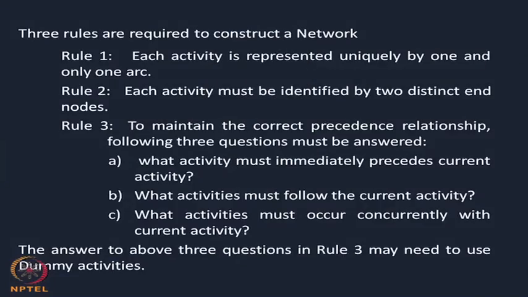So, basically 3 things I have to think. One is, for a current activity, what activities are there before it; after that, what activities are there; and number 3, along with that, what other activities can be executed. So, if you can answer these 3, then you can easily draw the network.